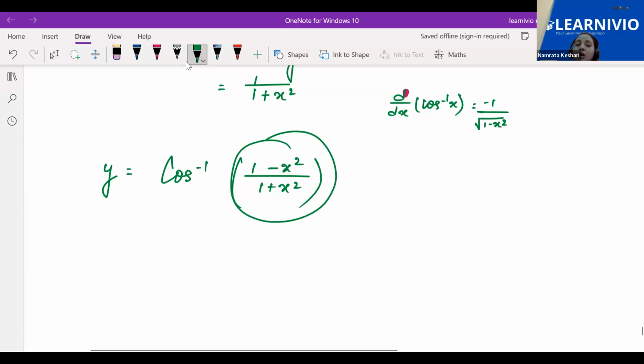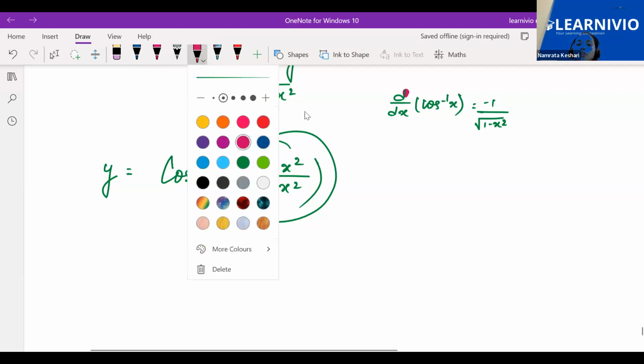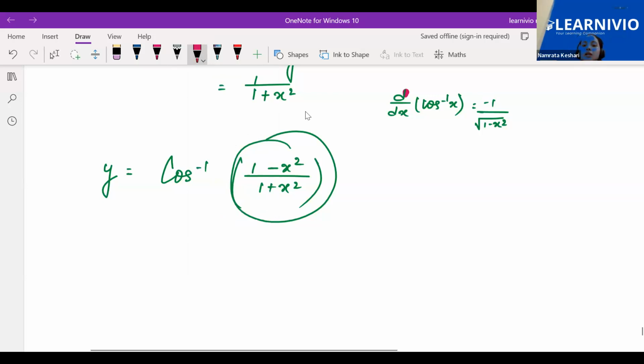And simplification also we are supposed to do. It will take a lot of time to do this much huge simplification. That is one of the ways. If you are not getting what to do, please do it by chain rule. At least you will be getting full marks for that. But here we can also apply the logic of inverse trigonometric functions. That is, we can simplify this part at first.